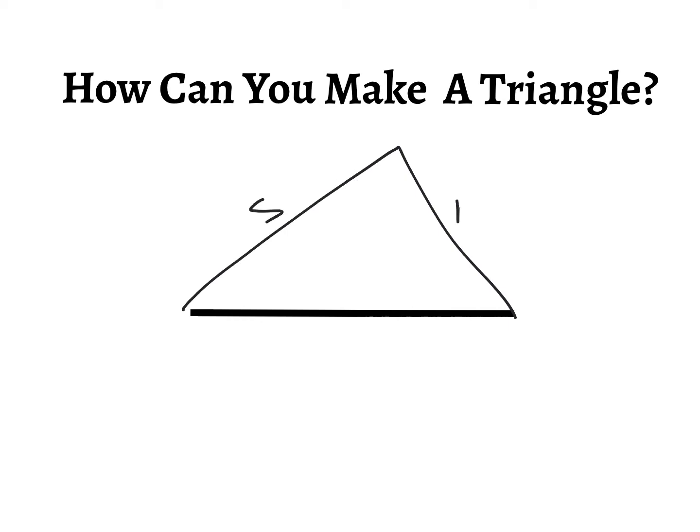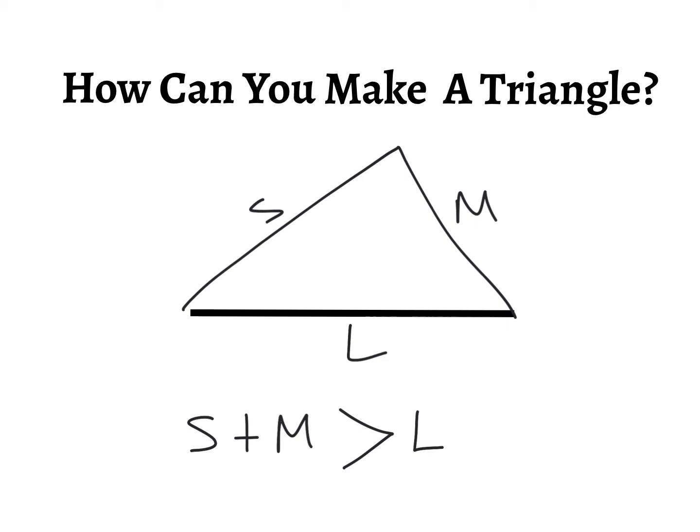The small side, the medium side, and the large side. The sum of the small and the medium combined has to be greater than the third side in order for this triangle to work. It has to be. And that is actually the theorem.